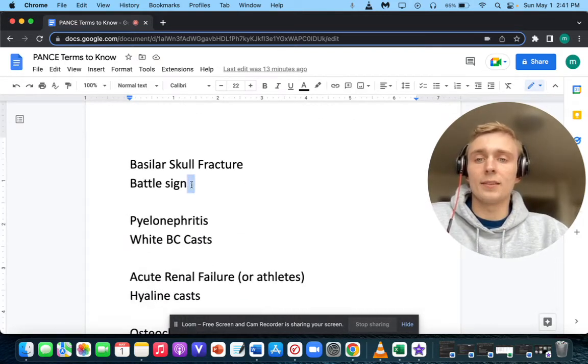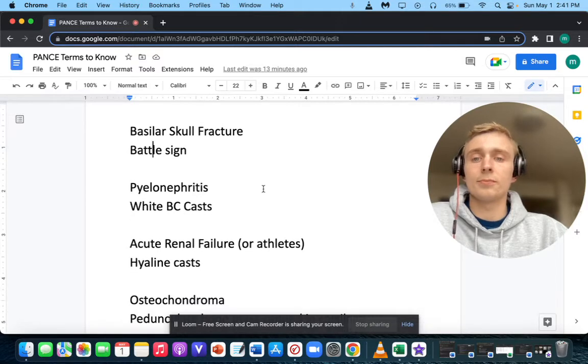How about battle sign? What do you want to think of with battle sign? It's a basilar skull fracture. So battle sign, also raccoon eyes, or a mastoid ecchymosis. In battle sign, you want to think of basilar skull fracture.